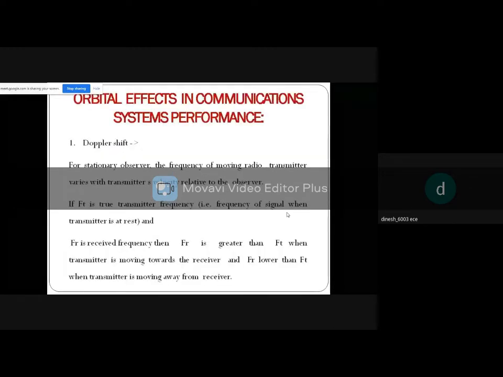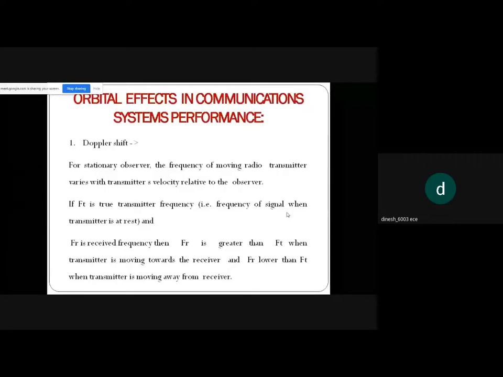Next is the orbital effects on communication system performance. So the first and basic is the Doppler shift that you all are familiar with.